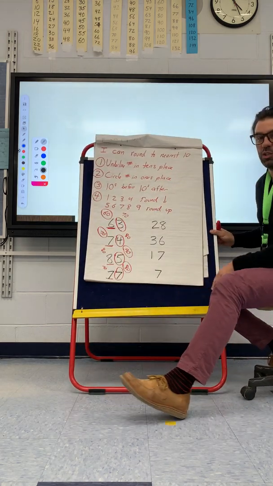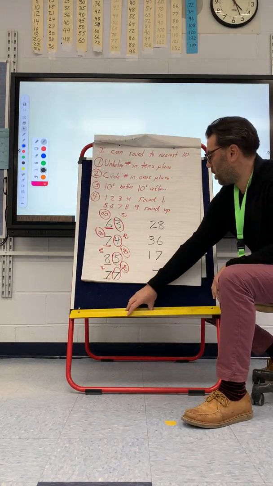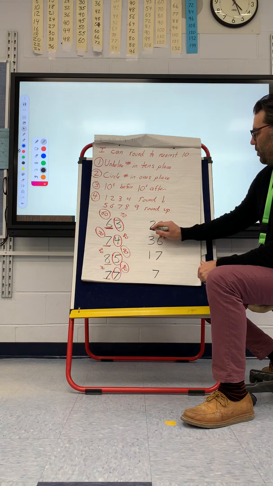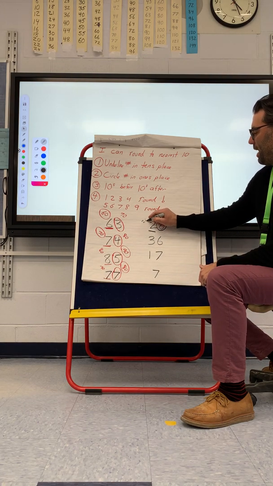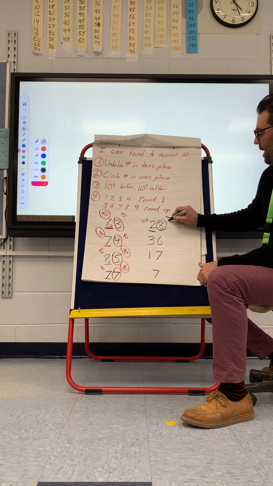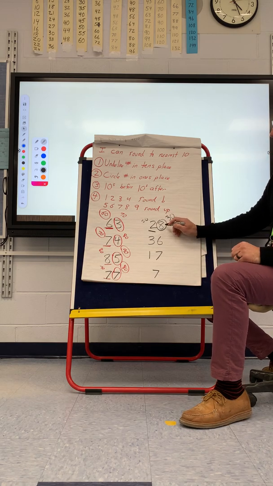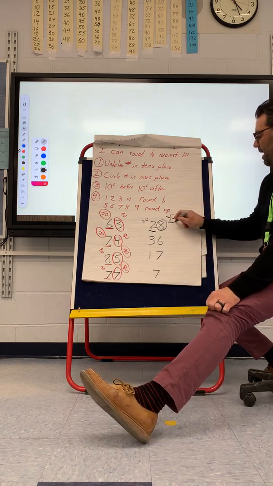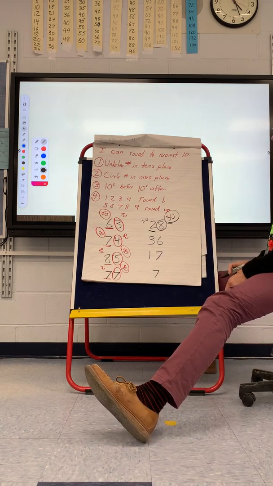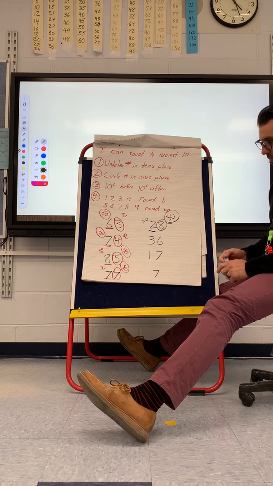So now I got 28. So I underline the 2, circle the 8. So it's 20 or next 10, 30. 8, it's bigger than 5, so it goes up. Next 10, 30. Okay.